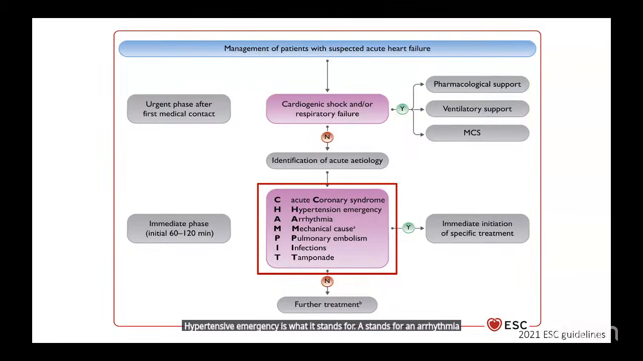It could be a tachyarrhythmia or a bradyarrhythmia. M could be a mechanical cause. P would be pulmonary embolism. I would be infections, like in our case, and T would be for tamponade. The example of a mechanical cause could be, for instance, aortic dissection.